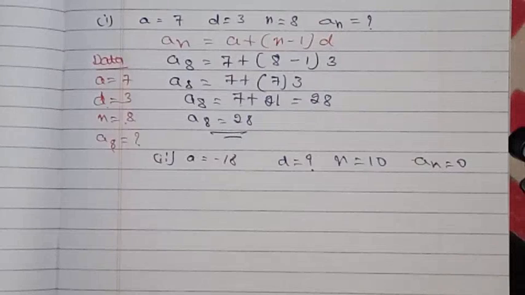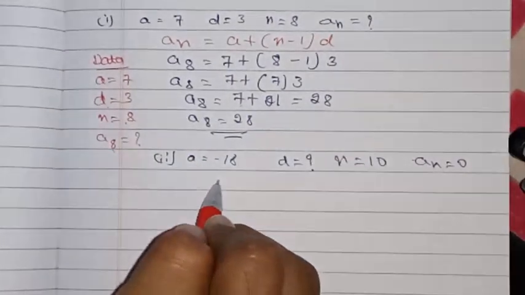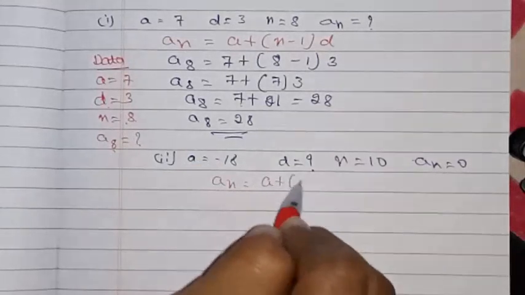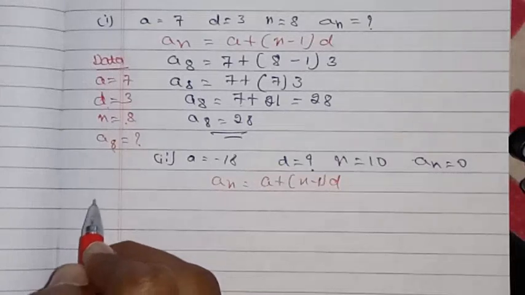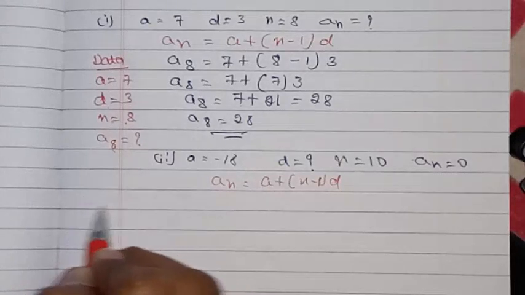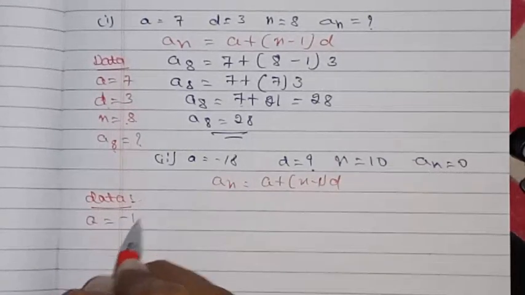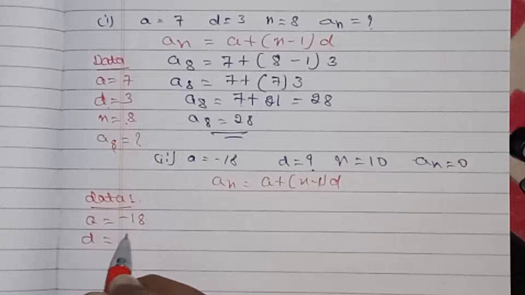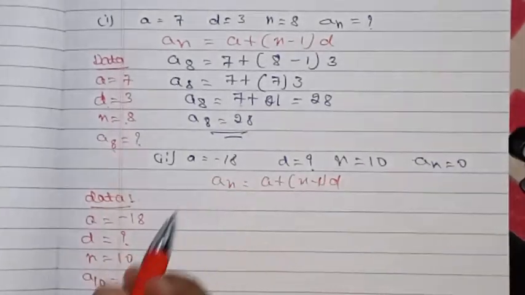Okay, now how to solve this? As usual, write down the an formula. So what is the an formula? an is equal to a plus n minus 1 into d. Okay, now just write down the data on the left hand side, children. So what is the data they have given? a is equal to how much, minus 18. d is equal to question mark, that you need to find out, and n is equal to 10. And n means nothing but the 10th term. The 10th term they have given, the 10th term is how much, 0.